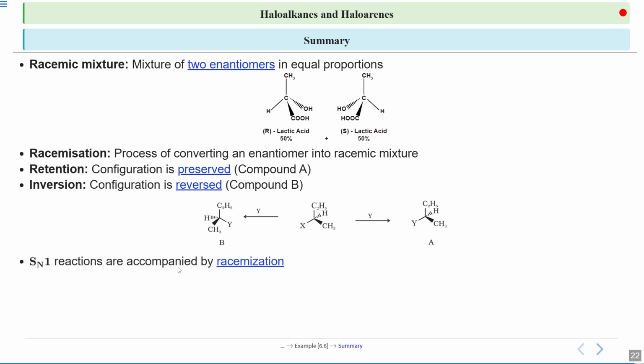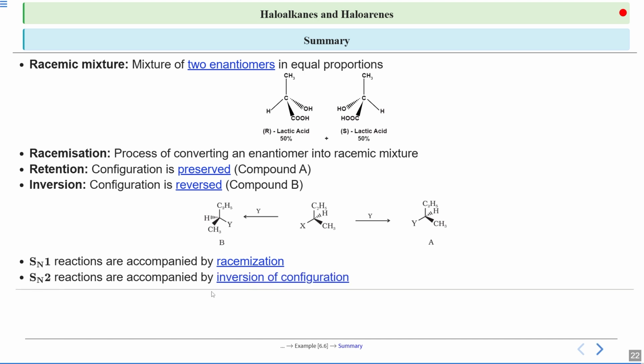SN1 reactions are accompanied by racemization, and SN2 reactions are accompanied by inversion of the configuration. Okay, so these are the concepts that we have covered today majorly.